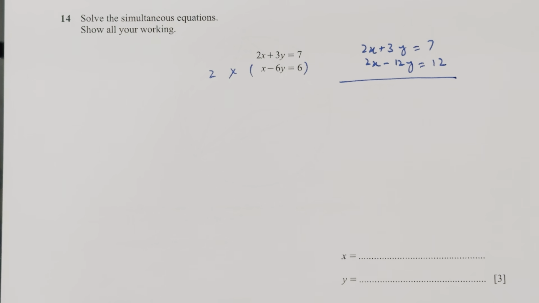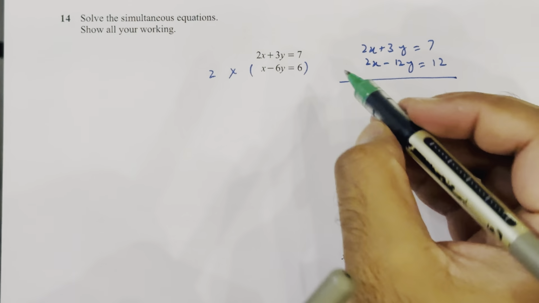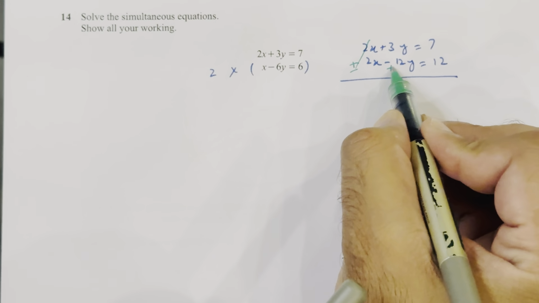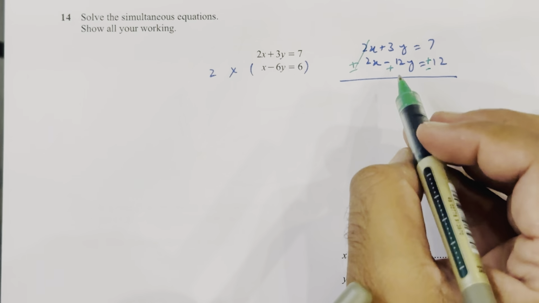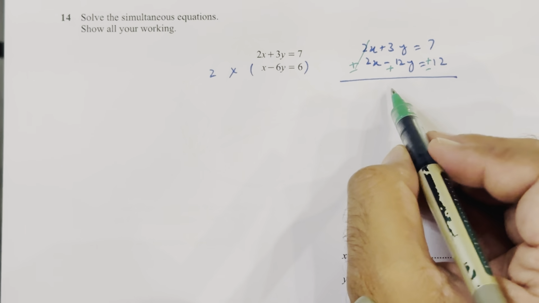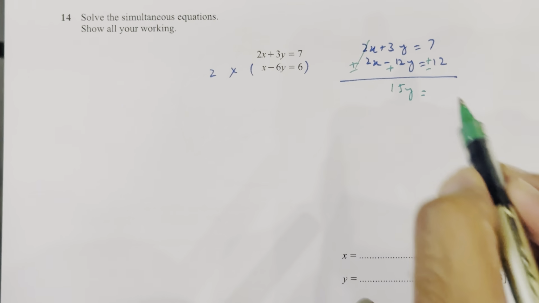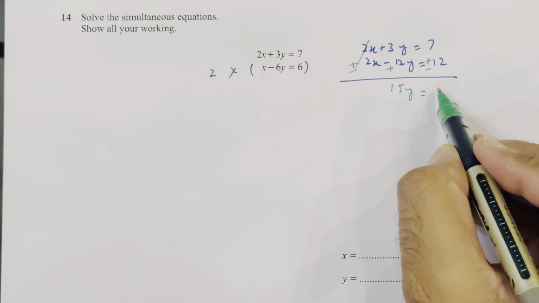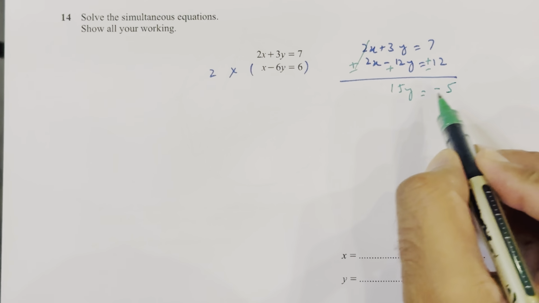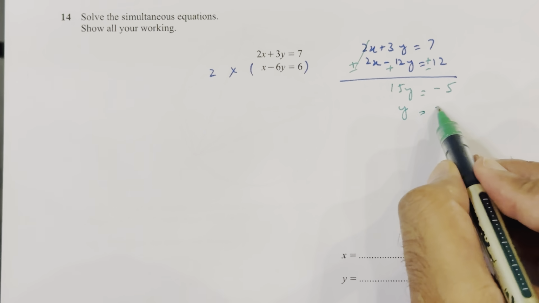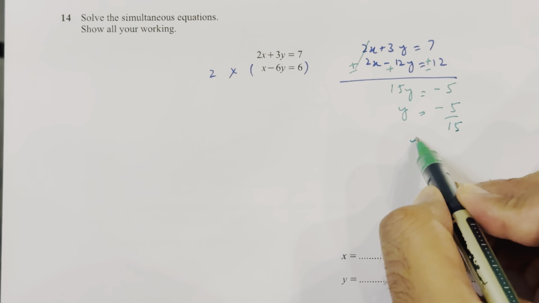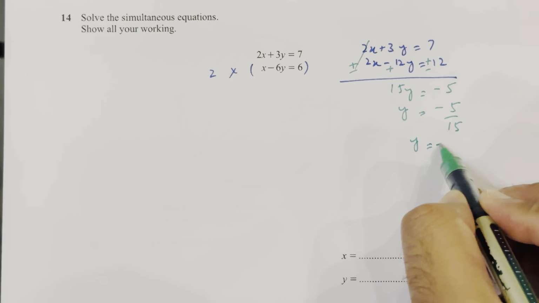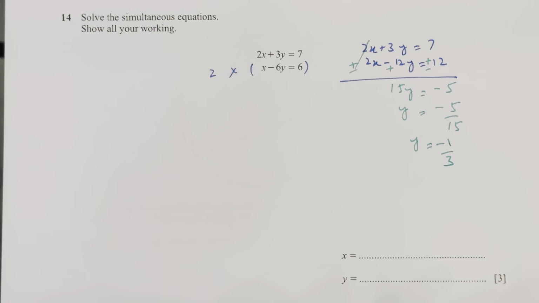Now you need to subtract them. It would be plus minus. It would be plus minus. Okay. You get the value that is equal to 15y, and 7 minus 12 would be minus 5. So you get the value of y, minus 5 over 15, that is equal to y is equal to minus 1 by 3. So this is the answer for y.